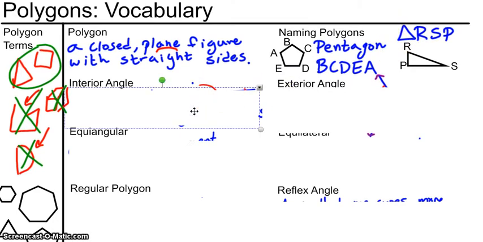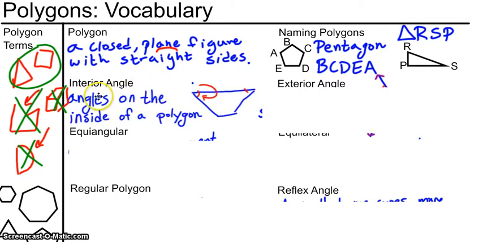Now I have interior and exterior angles. So you can probably take a guess at what an interior angle is. An interior angle is just an angle on the inside of a polygon. So something like this angle is an interior angle. This angle is an interior angle. From before, this angle is interior. Or maybe this angle or this angle. Those are all interior angles, as long as they're on the inside, formed by the 2 sides like that. So it's an interior angle.